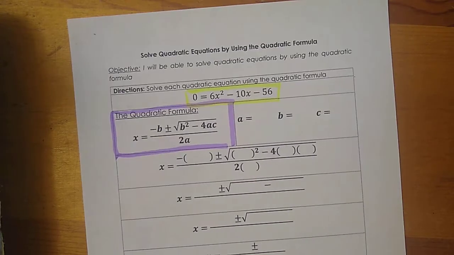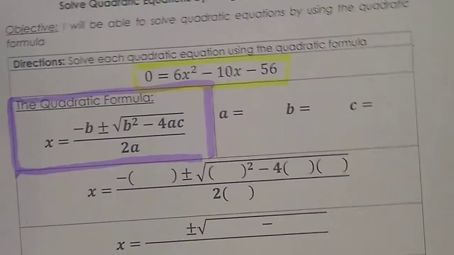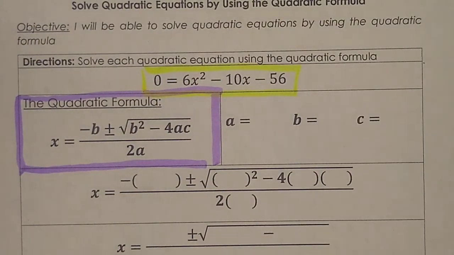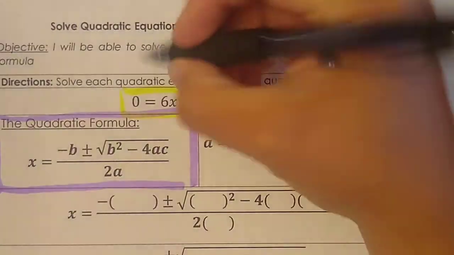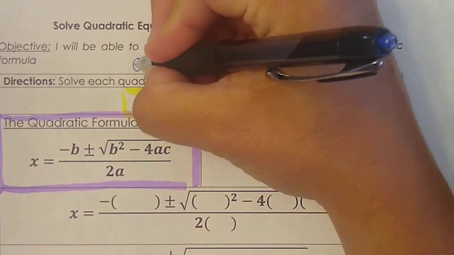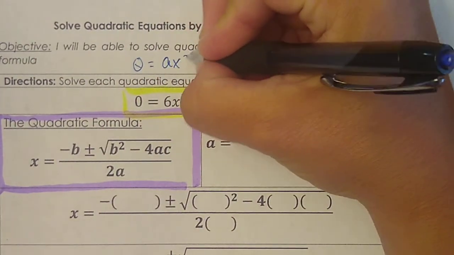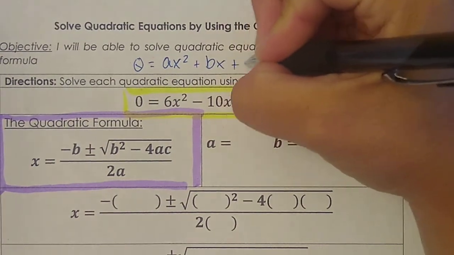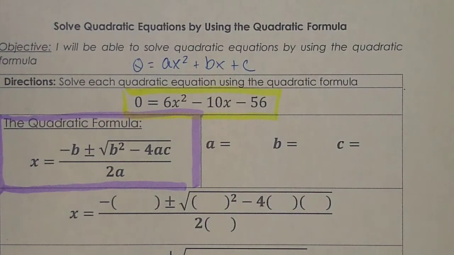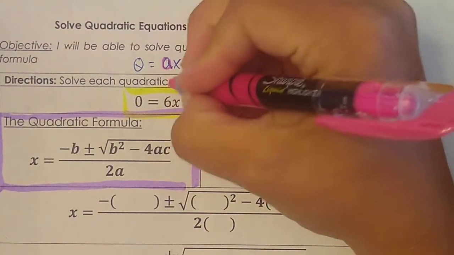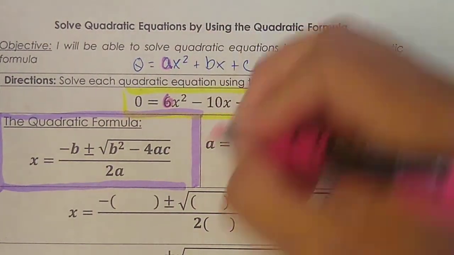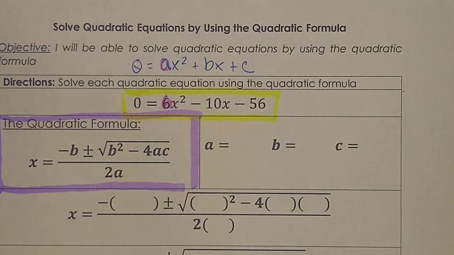And the nice thing about a graphic organizer, you can create one yourself. You don't necessarily need someone to give it to you as long as you have a model. So let's go through. If I am reminding myself correctly, I'm checking to make sure, yes, this is in the form 0 equals ax squared plus bx plus c. So what that means is my a value is the coefficient of the x squared term. So that is going to be 6.